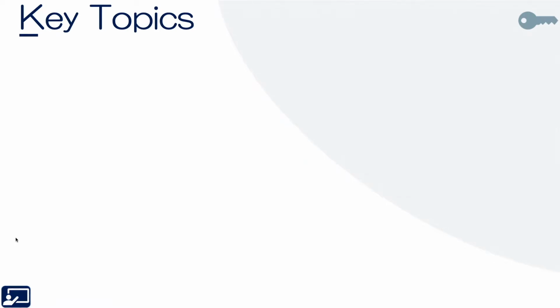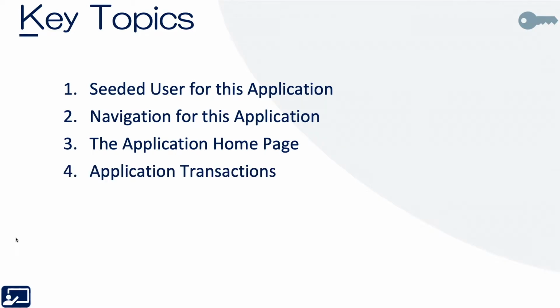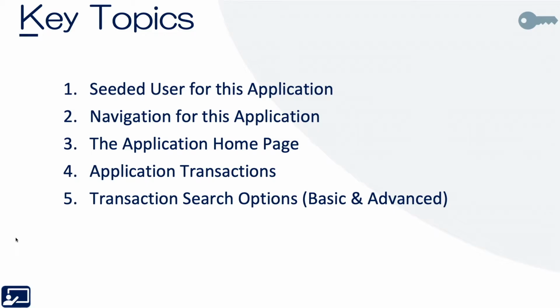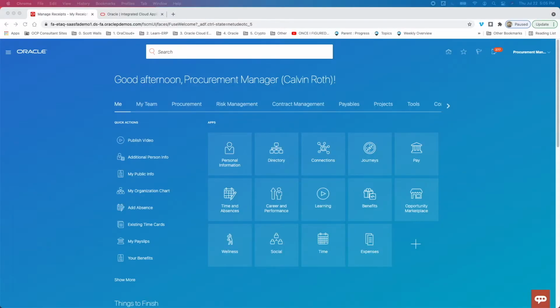Key topics for this lesson are as follows: seated users, navigation to this application, the application homepage, application transactions, and then finally, transactions search options, both basic and advanced. Lastly, it's worth noting that this is a Discover video, so it focuses on what a particular transaction or application does. If you want to learn how to use and or how to deploy this application, then watch the videos under those menus. Okay, so let's jump out of our PowerPoint into Fusion or Oracle Cloud.